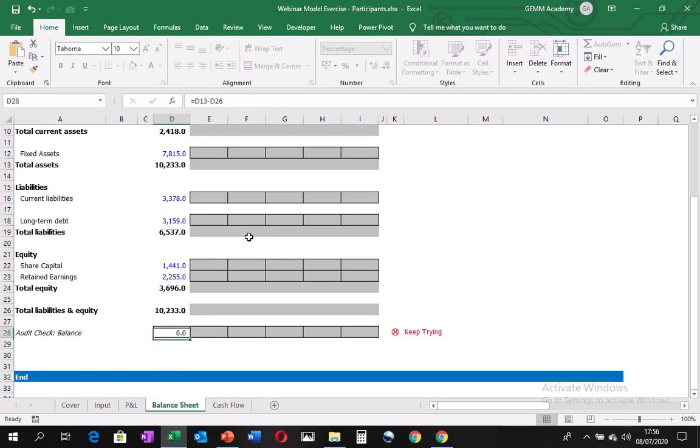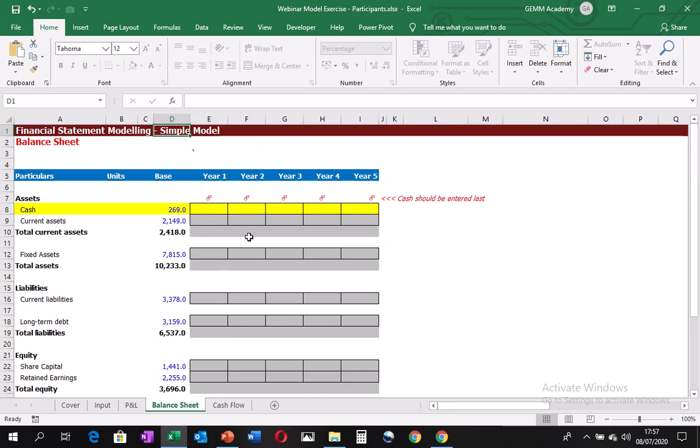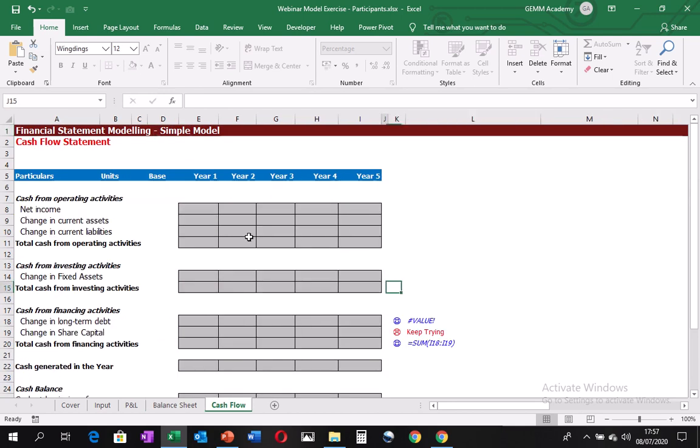Alright, then we need to do a balance sheet check here to audit what we have done, and that will be to say total assets minus total liabilities and equity, and that gives us 0, meaning that our balance sheet is in agreement. So this is the first step. For the cash flow, you don't do calculations for the base period, because you are going to actually forecast the cash flow using the P&L and the balance sheet.